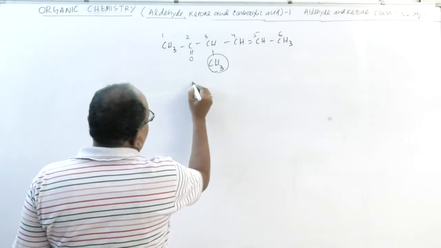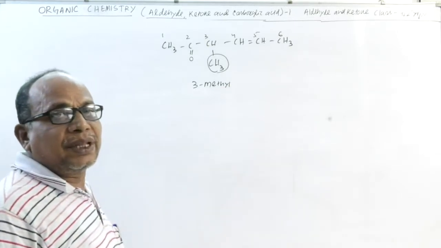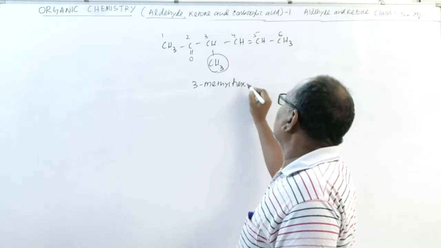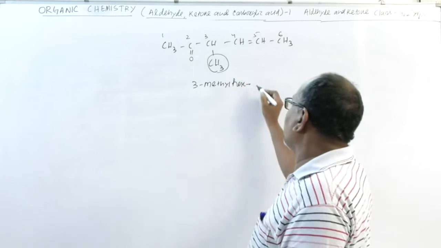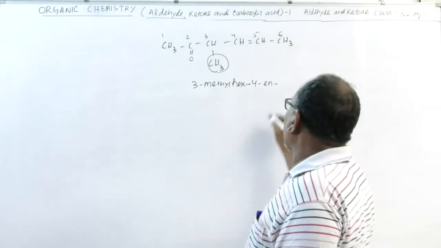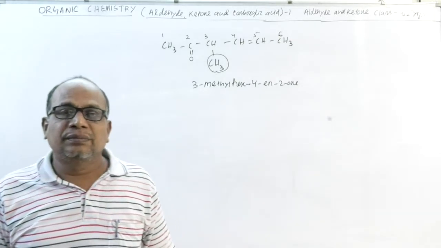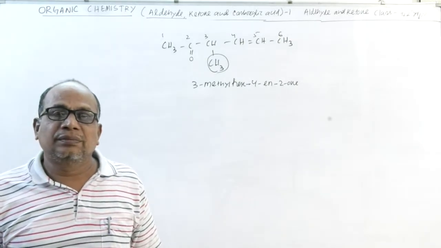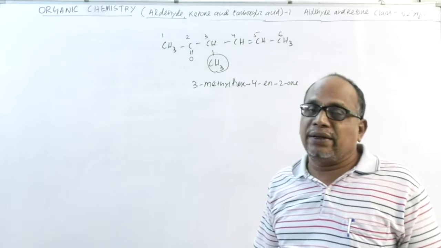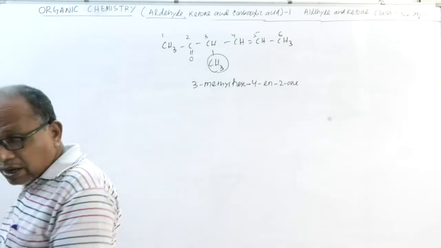So you can say this is 3-methyl. How many carbon atoms? 6 carbon atoms, so we say hex, and because of the presence of a double bond, that is hex-4-en, and 2. This is called 3-methylhex-4-en-2-one. This is the name of this compound. We can name this compound as in your book.